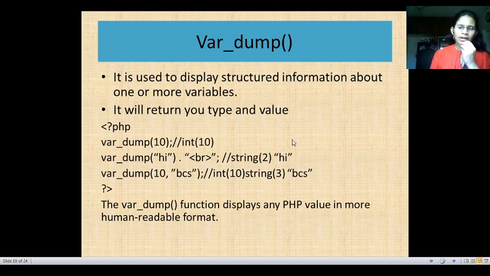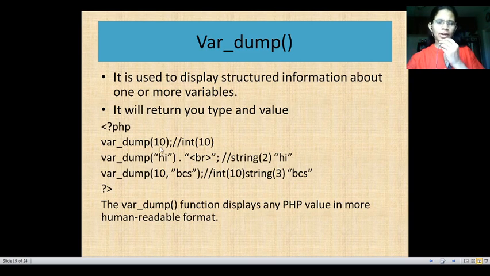Next is var_dump. The var_dump function is used to display structured information. Structured information means it prints the contents of arrays, objects and other things in a more human readable format. It returns the size, type and length of the element. It is useful for debugging purposes.